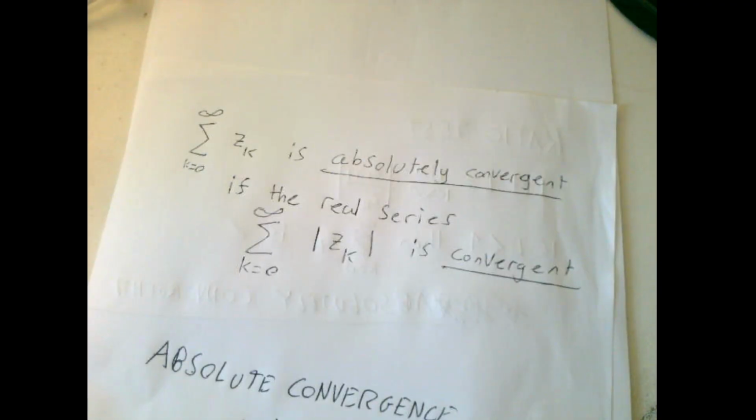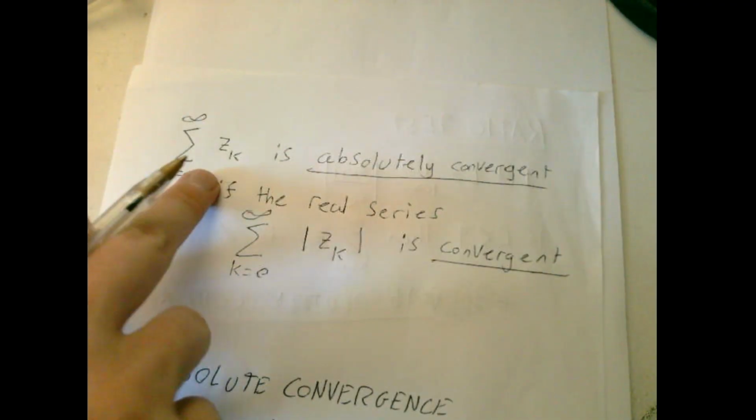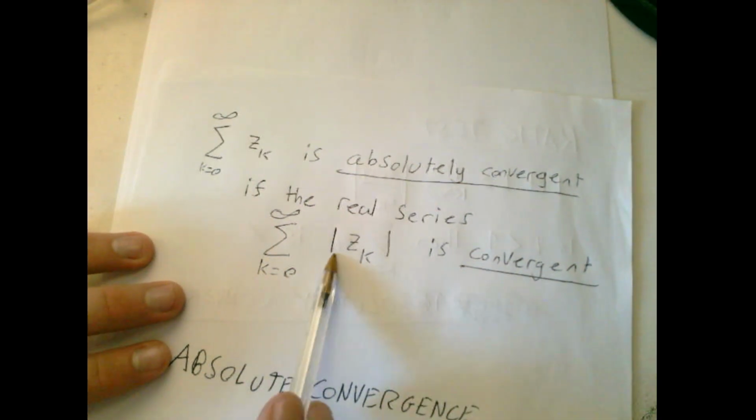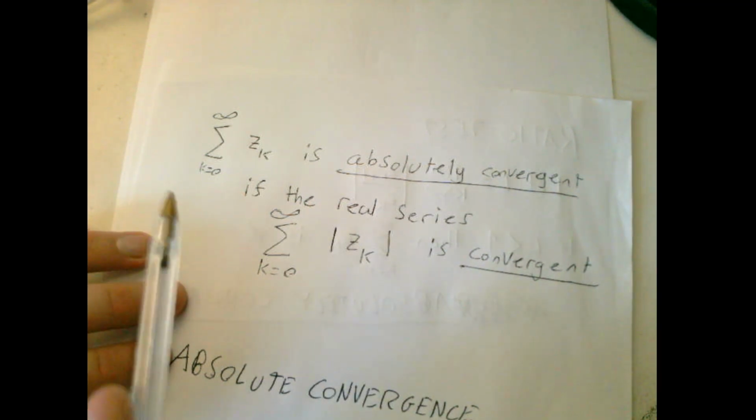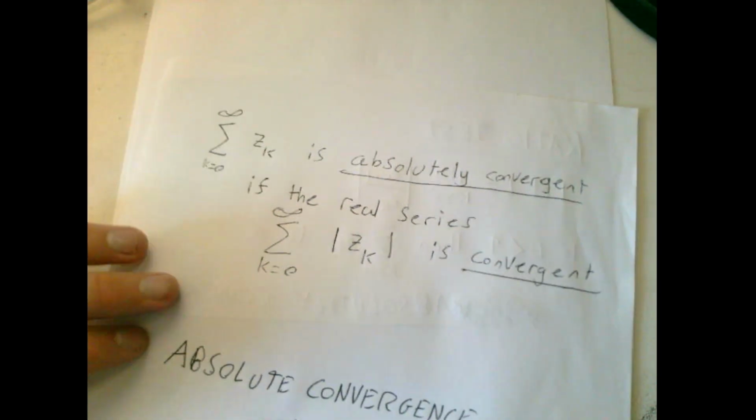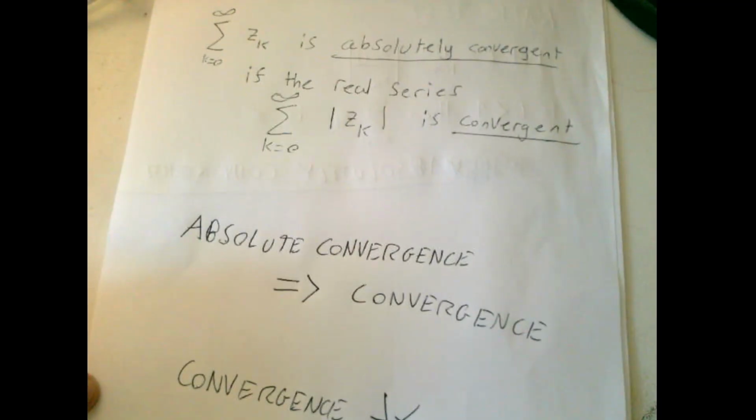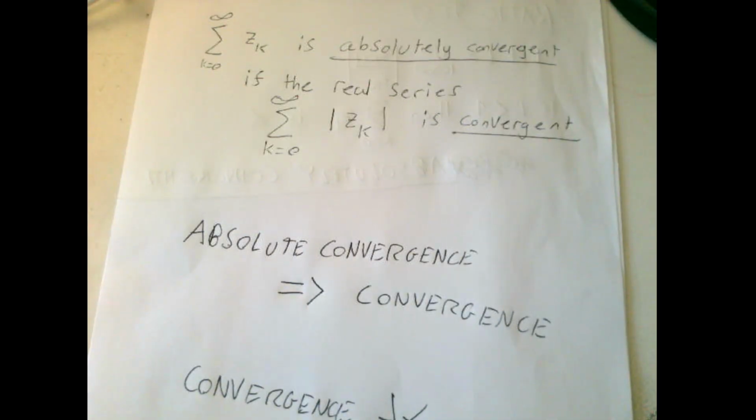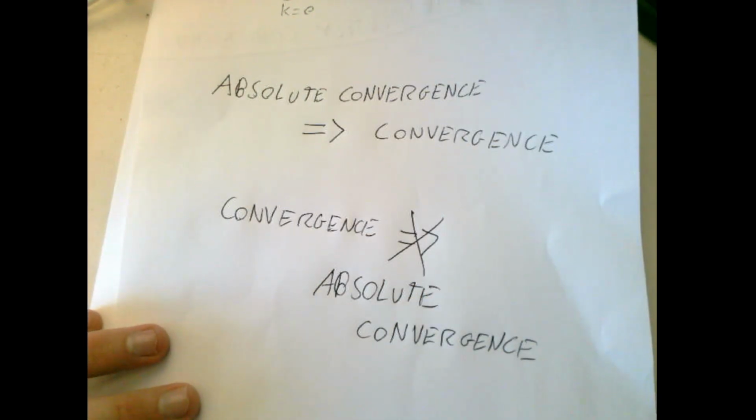So let's get started. A complex series is absolutely convergent if the real series, where we take the modulus of each of the terms, is convergent. Some things to note: absolute convergence implies convergence. So all series that are absolutely convergent must be convergent. However, convergence does not imply absolute convergence. There exist series that are convergent but not absolutely convergent.